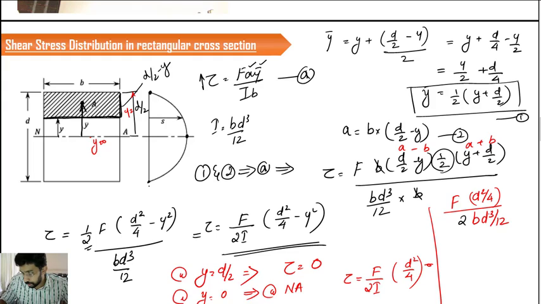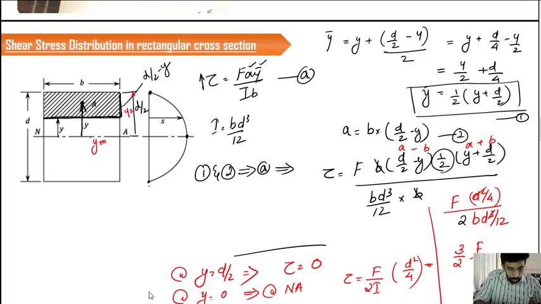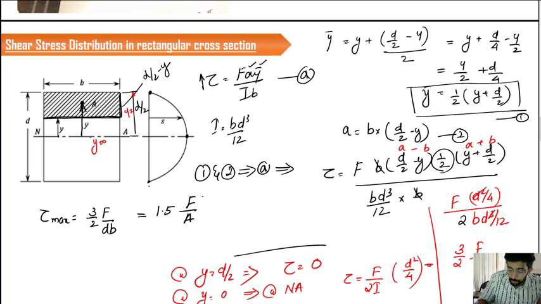Upon cancelling the similar terms, this 2 will get cancelled out, and what we get is 3 by 2 into F divided by b into d. This b into d is nothing but the area. So tau max is going to occur at y is equal to 0. At y is equal to 0, we get 3 by 2 into F divided by b into d, or in other words it is 1.5 into F divided by area, and this F by A can be called the tau average value.